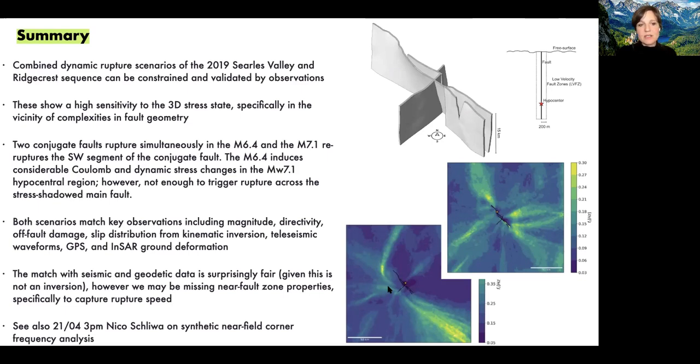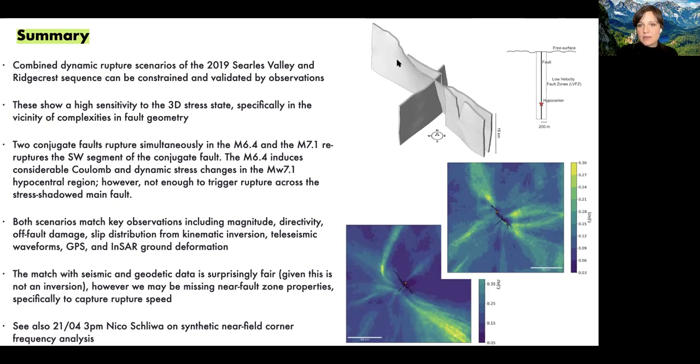Both scenarios match key observations, including magnitude, directivity, off-fault damage, fault zone width, slip distribution, kinematic inversion, teleseismic waveforms, GPS and InSAR ground deformation, and back projection. The match with seismic and geodetic data is surprisingly fair, given that this is not an inversion. However, we may be missing important near fault zone properties, specifically to capture the observationally inferred relatively slow rupture speed.